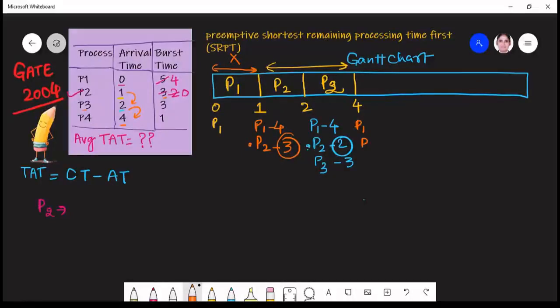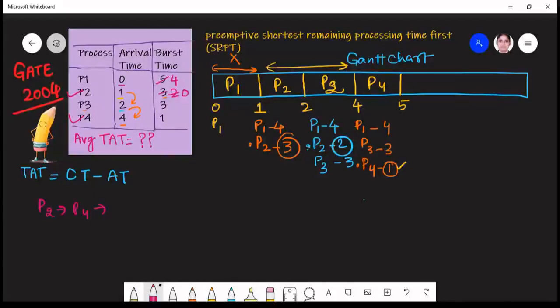After this, at the 4th millisecond, P1 was already there, P2 has completed its execution, P3 is there, and now P4 has also joined. The remaining time of them: P1 is 4, P3 is 3, and P4 is 1. As you can clearly see, the remaining execution time of P4 is 1, which is the minimum out of all the three. So P4 is now going to take the CPU and run for the next 1 millisecond. 4 plus 1, that is 5. And you can see that P4 has also completed its execution.